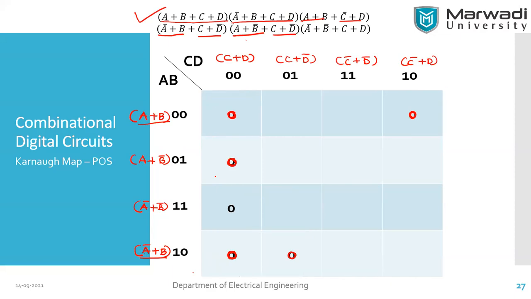There must be something wrong in the expression. A plus B bar, that is here, C plus D. This should be 0. This should be 0. So it is A plus B bar plus C plus D. Okay, it is not C plus D bar, but it is C plus D. So there is a correction here.